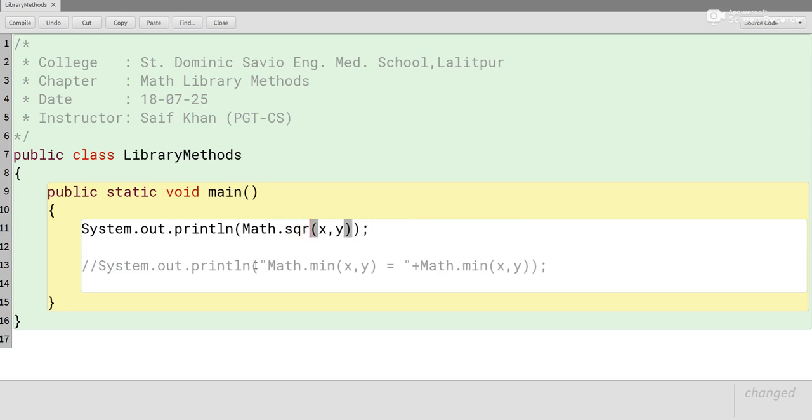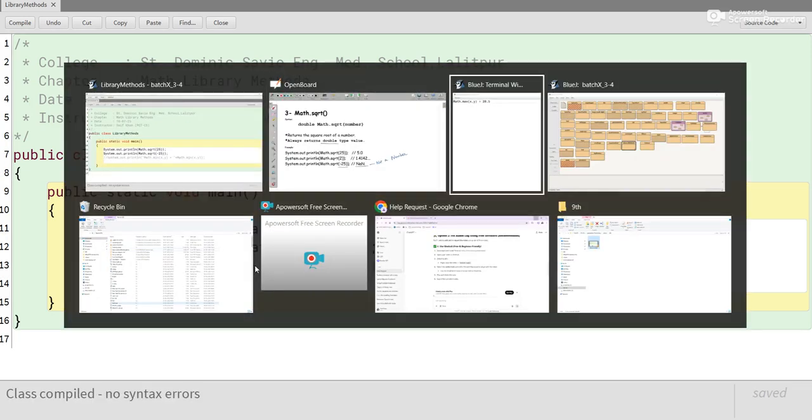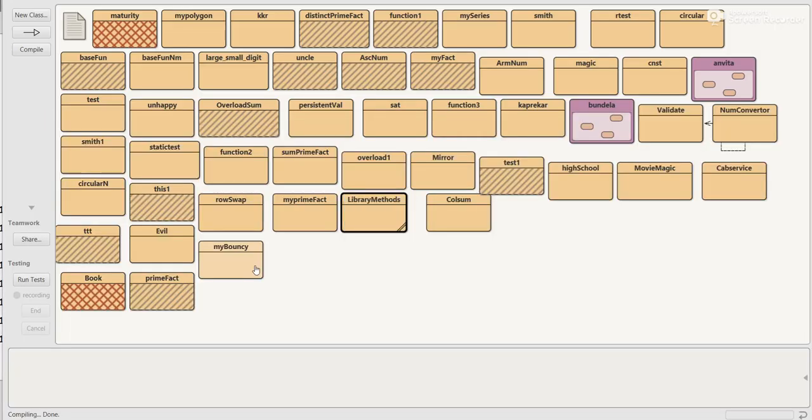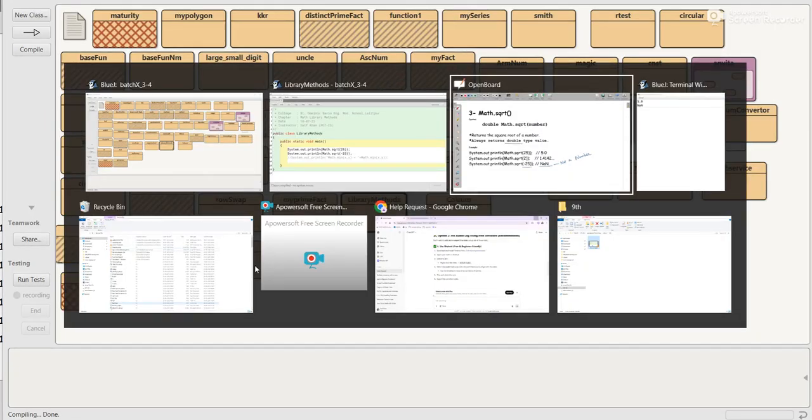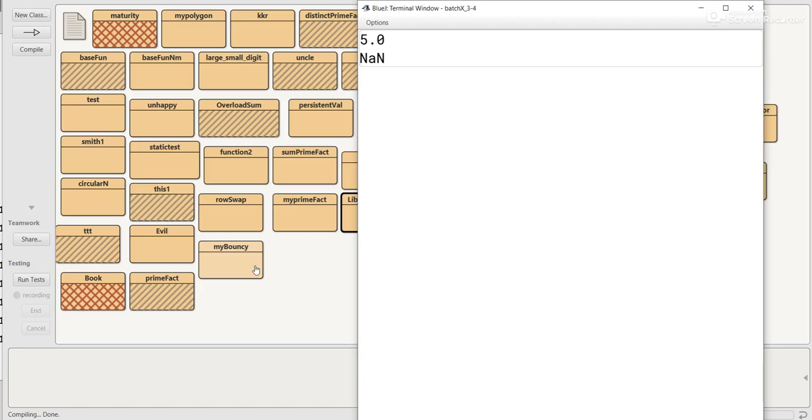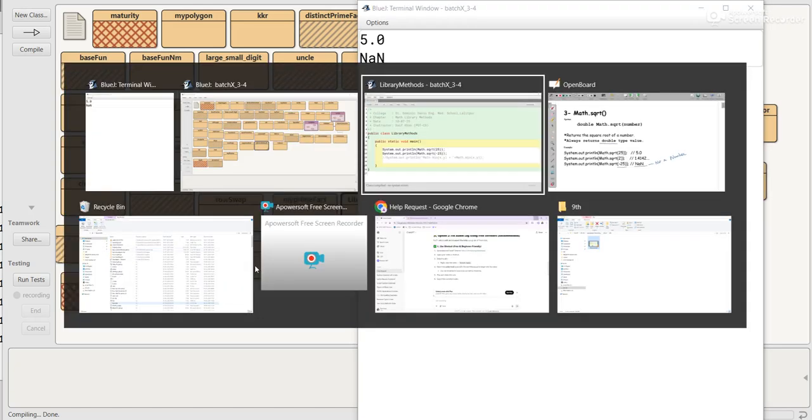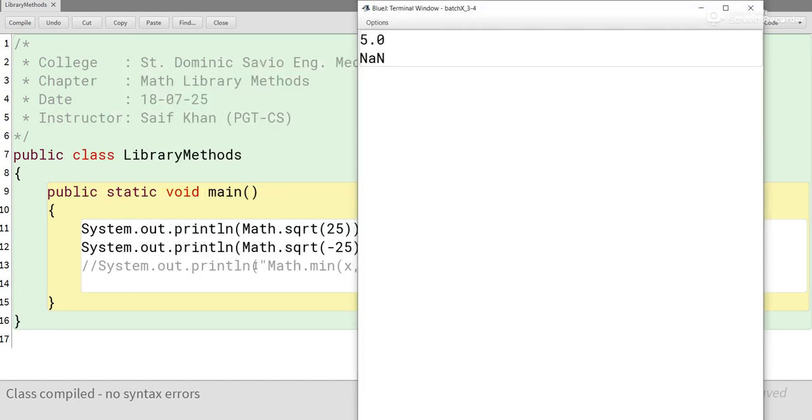Let's say 25. And one more function with a negative value, minus 25. See the answer. First will be the output. The output is 5.0 and the second one is NaN. The reason is the second value is negative, so the answer is NaN, not a number.